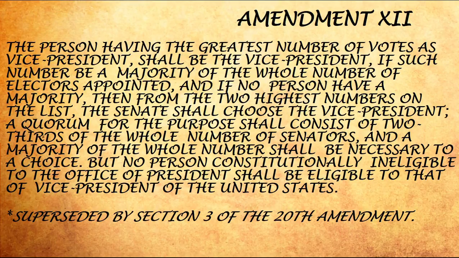The person having the greatest number of votes as vice president shall be the vice president, if such number be a majority of the whole number of electors appointed, and if no person has a majority, then from the 2 highest numbers on the list, the Senate shall choose the vice president. A quorum for the purpose shall consist of 2/3 of the whole number of senators, and a majority of the whole number shall be necessary to a choice. But no person constitutionally ineligible to the office of president shall be eligible to that of vice president of the United States. This particular amendment was superseded by Section 3 of the 20th Amendment.